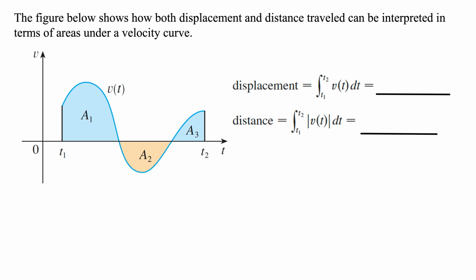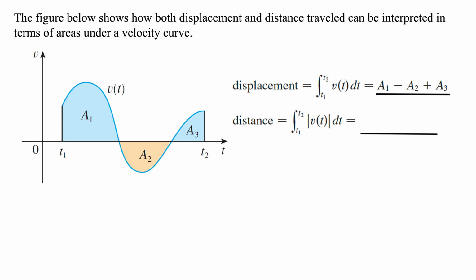Here's an example. The figure below shows how both displacement and distance traveled can be interpreted in terms of areas under a velocity curve. So here's my curve made up of three different areas, A1, A2, A3, and obviously A sub 2 is below the x-axis, therefore it's negative. So its displacement would be just to add those three together. So A1 plus the negative, which would be minus A sub 2, plus the positive A sub 3, that would be your displacement if you integrated from t1 to t2 of v of t dt.